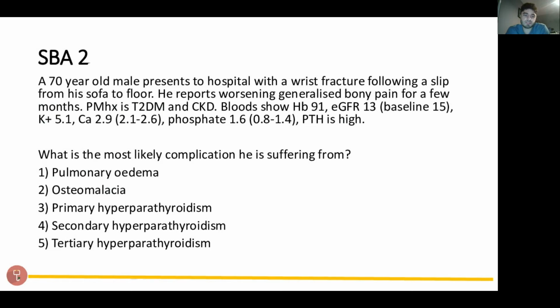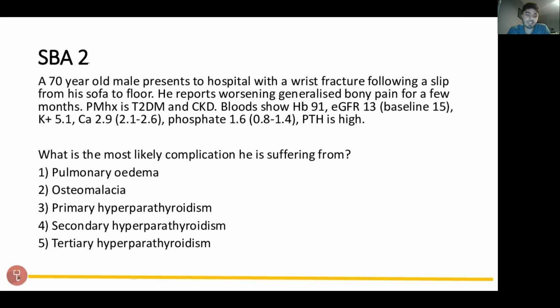Here we have a 70-year-old male, so quite an elderly gentleman, who's presented with a wrist fracture from not a high energy impact. So he's just slipped from his sofa to the floor. He also has generalized bony pain for a few months. That's important.